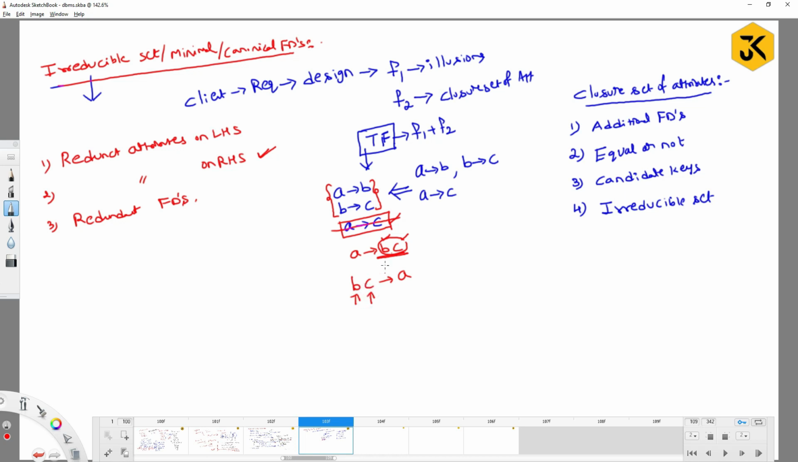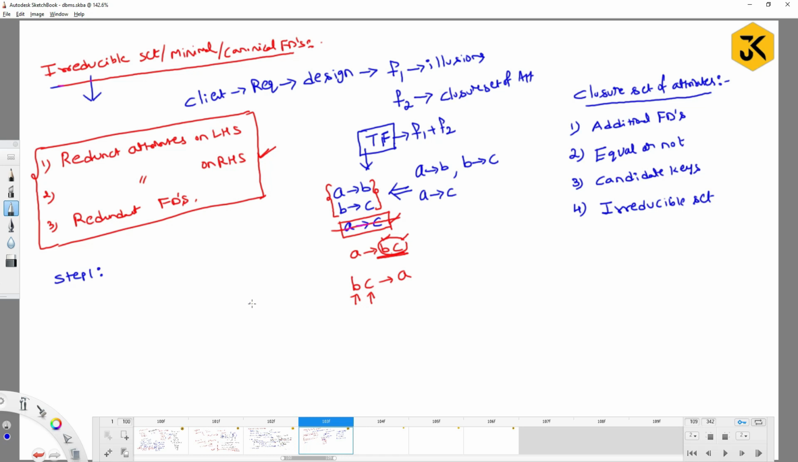Like that you have to analyze. So simply, in order to get any simplified solution, you have to make sure to concentrate on these 3 points. So how do we eliminate these redundancies? There is a simple procedure. By following that simple procedure, you can eliminate all these 3 redundancies, which can be either on the LHS or RHS attributes or the respective FDs.